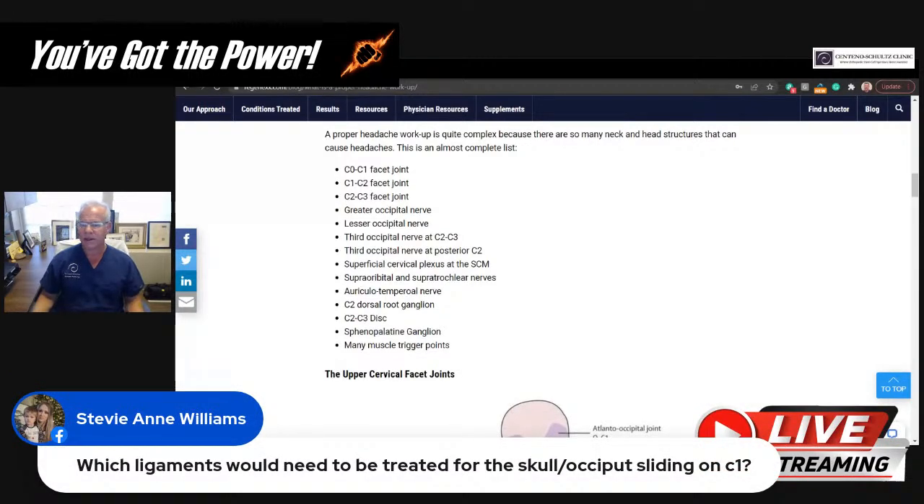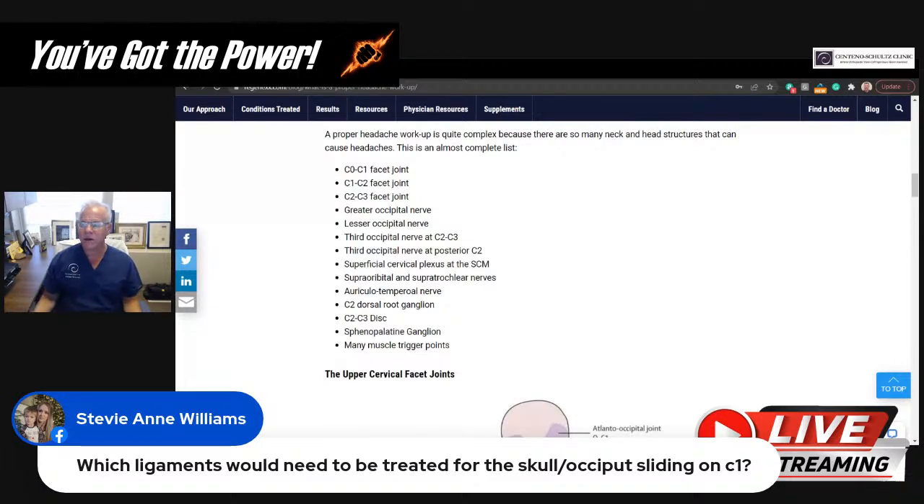Stevie, which ligaments need to be treated for skull occiput sliding on C1? The question would be which direction we're talking about. If the skull and occiput are sliding sideways, that could be the atlanto-occipital or alar ligaments. If it's sliding forwards or backwards, then a different set of ligaments, primarily the transverse ligament, the nuchal and VDL ligaments back here, and the anterior ligaments between the atlas and the skull.